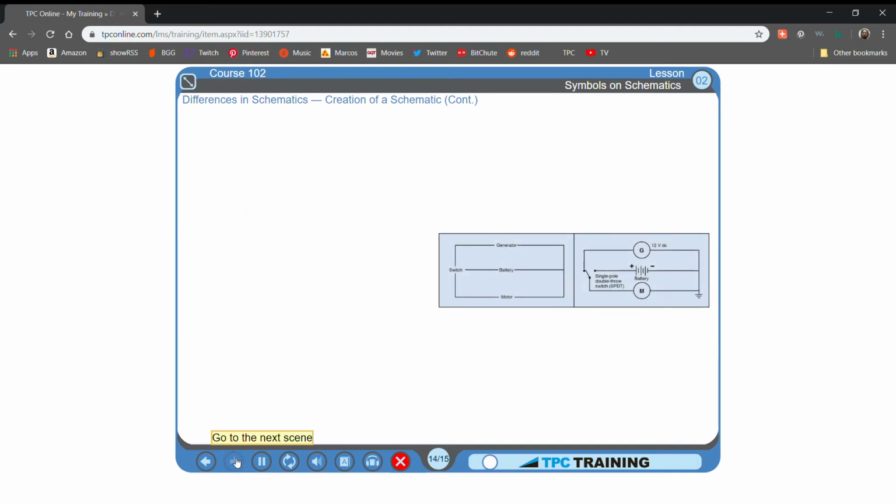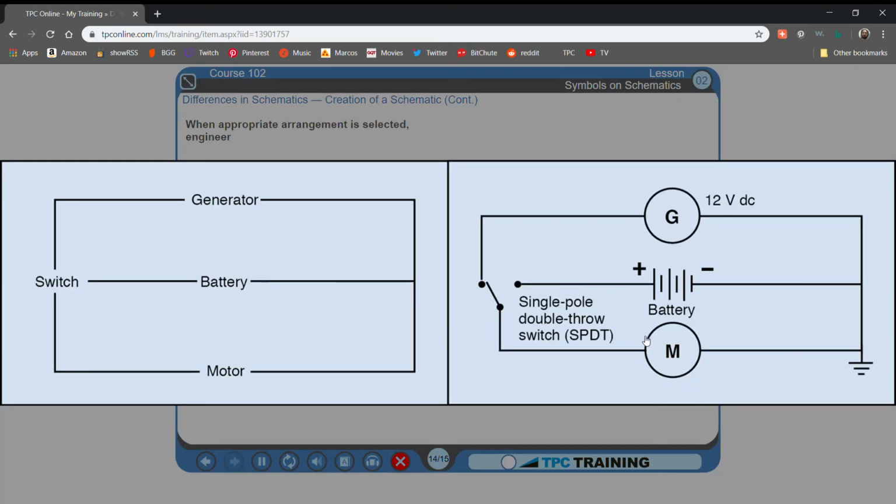Suppose the arrangement shown in the diagram on the left turns out to be the most appropriate one. The engineer then changes the words into symbols and perhaps adds a few words to make sure that the schematic is completely clear. After making the appropriate changes, it becomes a schematic version of the first drawing. As this is a DC circuit, current will always flow from negative to positive.